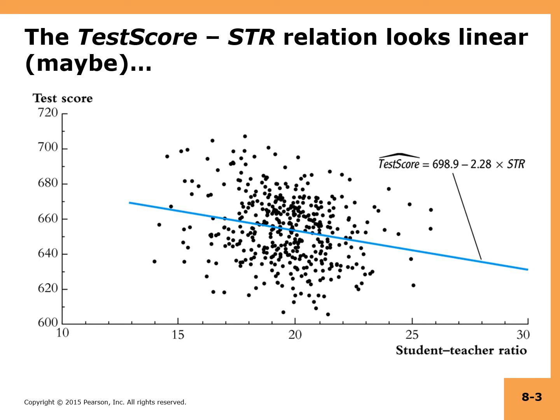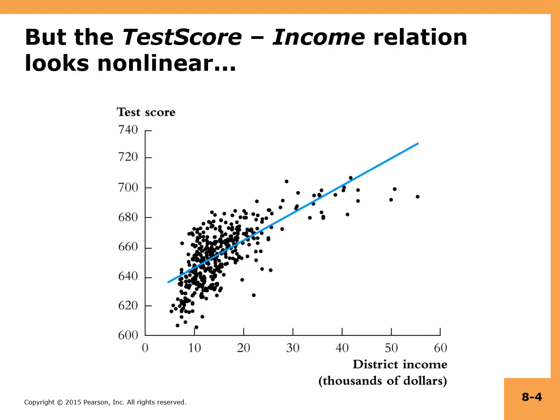So going back to our example of plotting test score against student-teacher ratio, we fit this linear regression line, and it seems like the relationship between test score and student-teacher ratio can be considered as linear. However, when we look at the relationship between test score and district income, the linear line doesn't seem like a good approximation of the data points that we have on hand. Actually, it looks like there is a nonlinear relationship between the test score and district income.